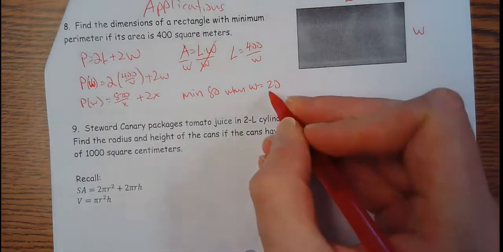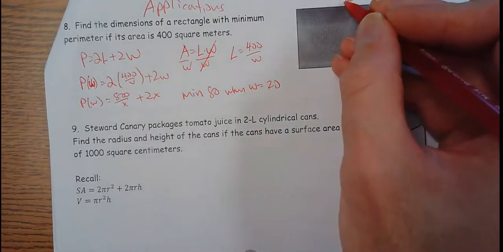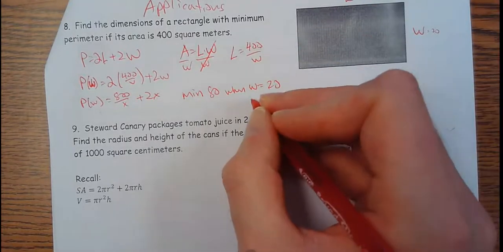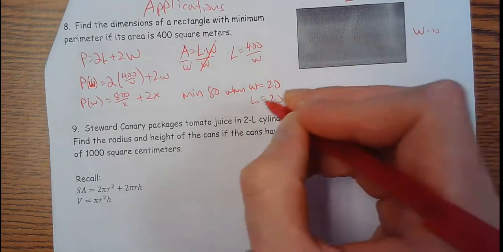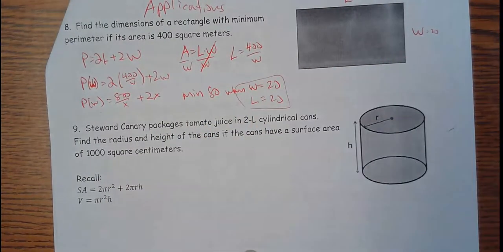So if the width was 20, what would the length have to be? Well, it's going to be 400 divided by 20, so it's also going to be 20. Okay, so that's the minimum perimeter as if it was a square. That's going to give you the minimum perimeter.